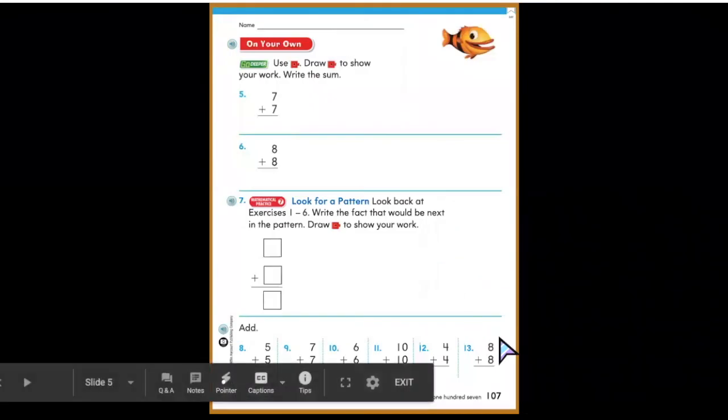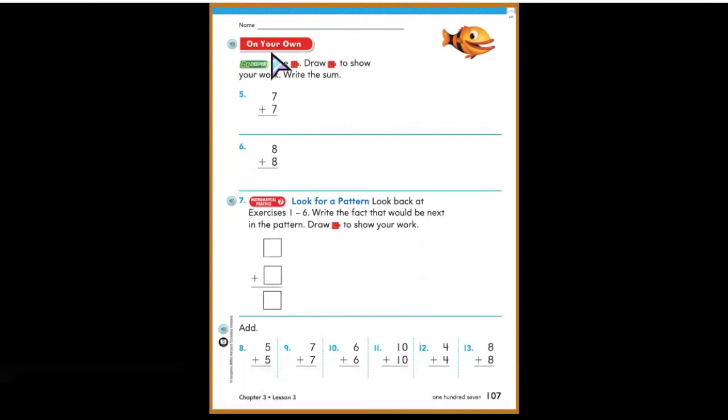Now let's turn to our very last page that we will take a look at, which is page 107. On page 107, it says, on your own. I'm just going to quickly explain what you're going to do in each section on this page, and then you will get started on this page on your own. For numbers 5 and 6, you're going to follow the same routine by using cubes, drawing the cubes to show your work, and then writing the sum. That is for numbers 5 and 6.